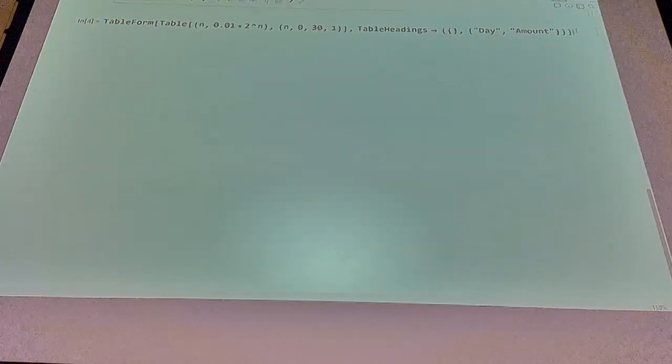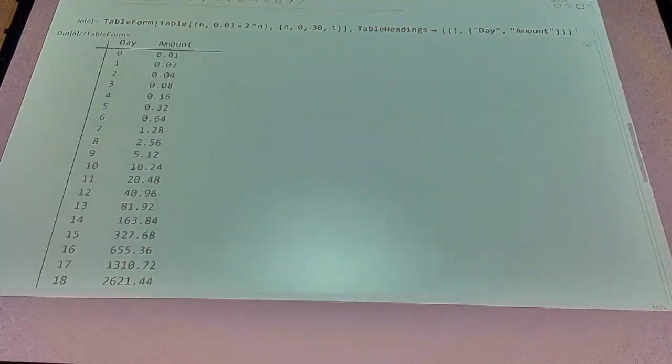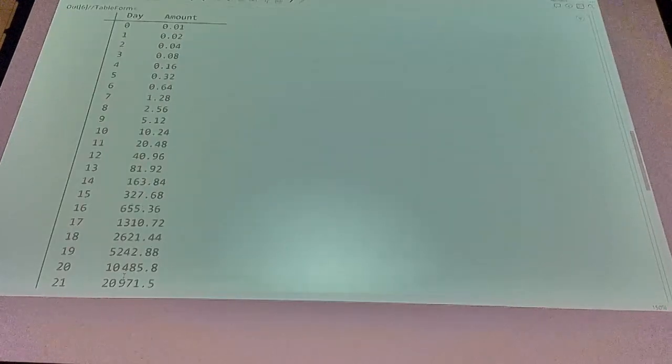So this is going to give us a table of how much money you'll have after each day. So after 10 days, you only have $10. Oh, that's not looking good. Oh, but now look. After 18 days, we have about $2,600. After 20 days, we're already up to $10,000.